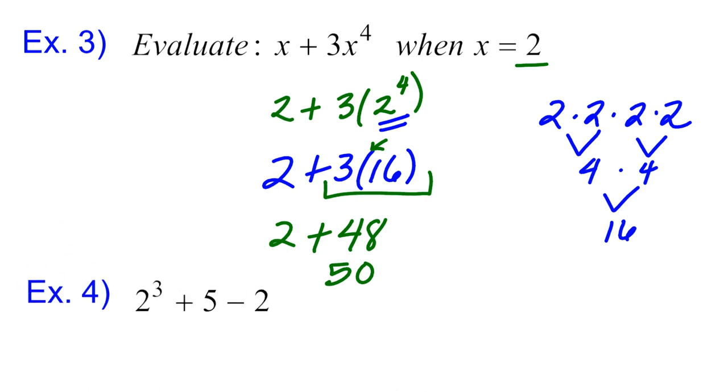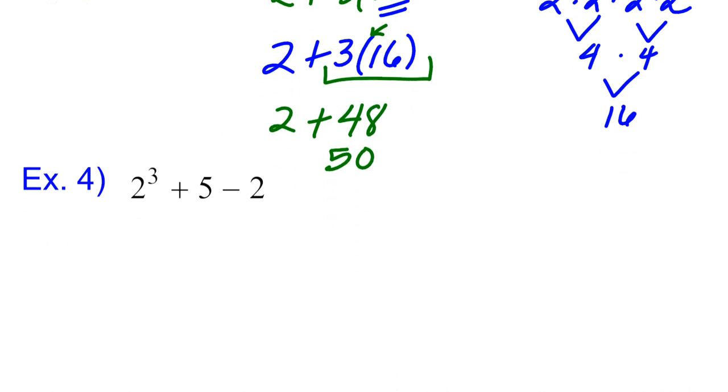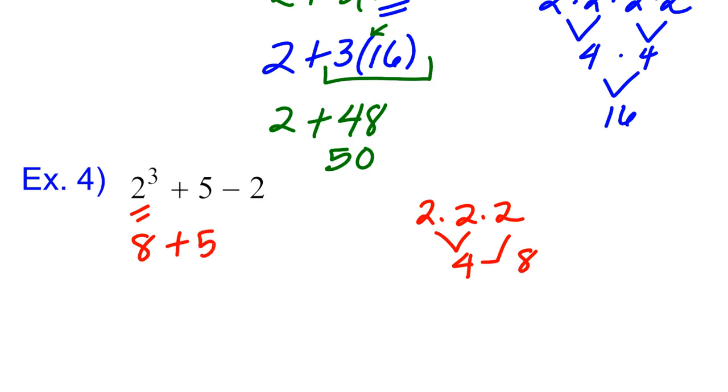There it is. I'm going to move it down so that we have some more room. Here I have 2 to the 3rd power plus 5 minus 2. So what we'll do this time is, again, working with that stage 1 right here. This is 2 times 2 times 2. And so 2 times 2 is 4, and 4 times 2 is 8. So we're going to replace this 2 to the 3rd power with an 8 and bring everything else down.